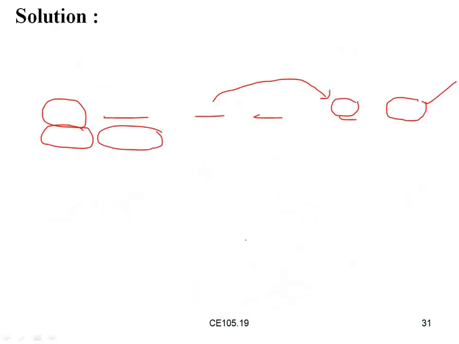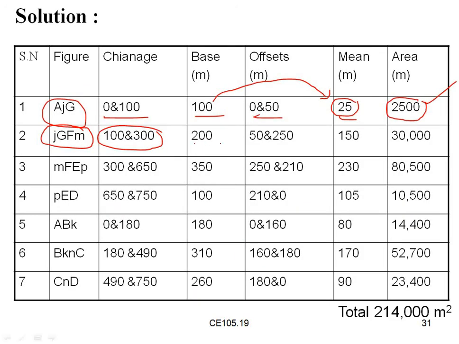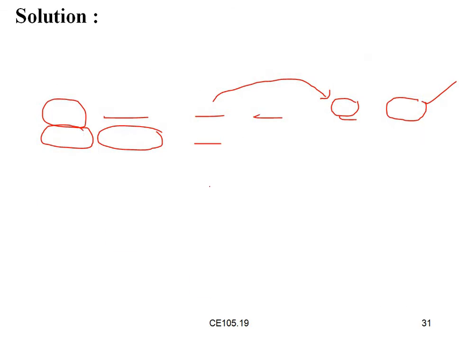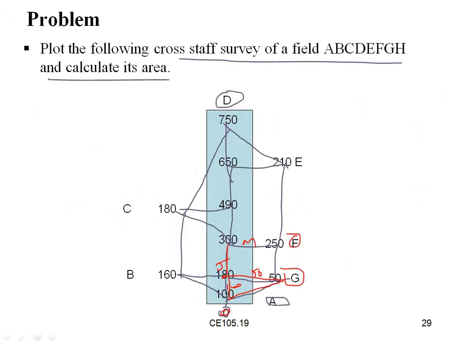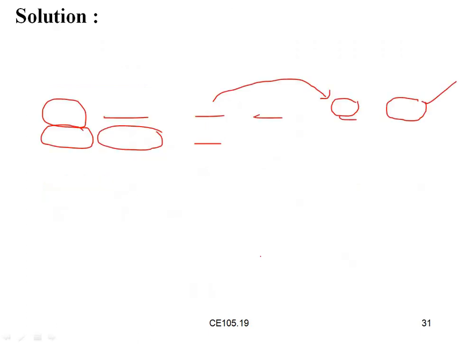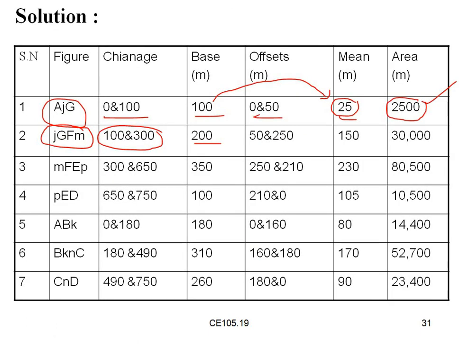So this 300 chain is taking the base as 200. Where is the base here? This is the base, 200. From this base again, the offsets are 50 and 250. 50 plus 250 by 2 is 150. Then 200 into 150, you will get 30,000.